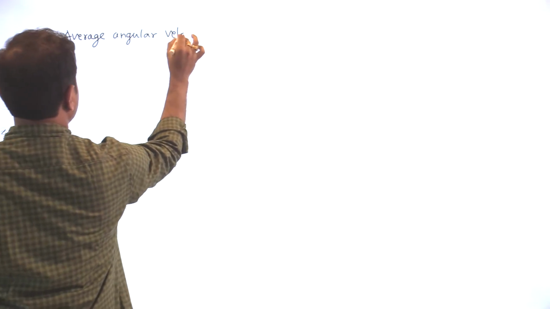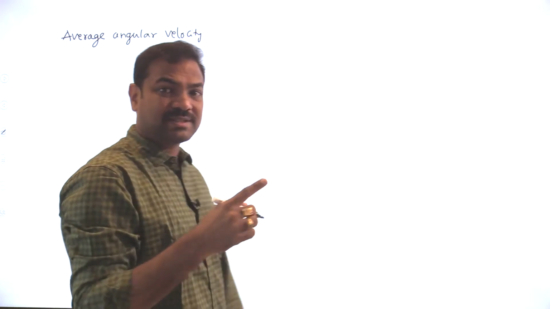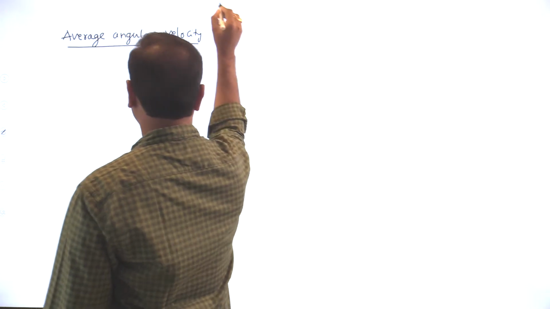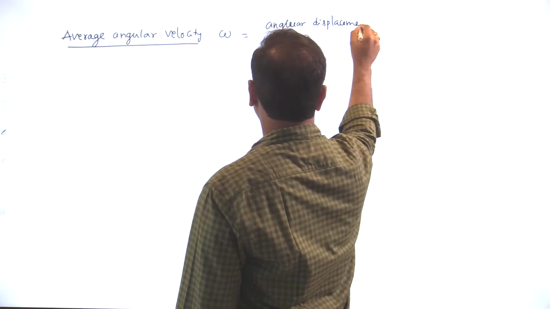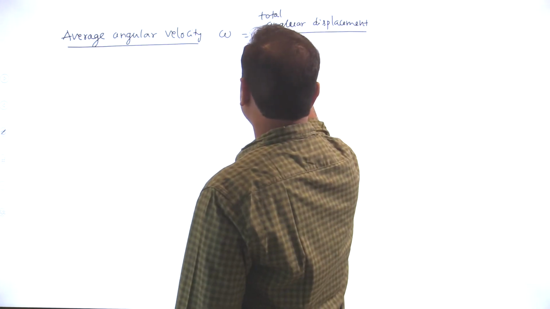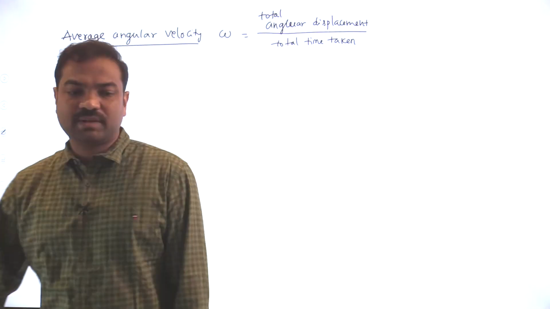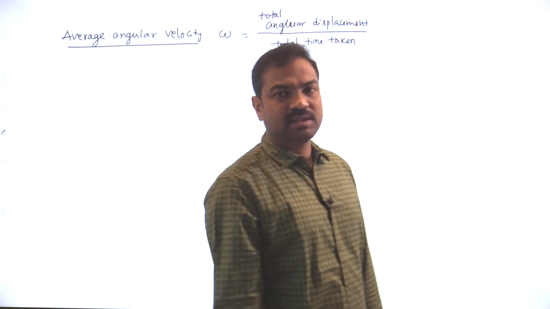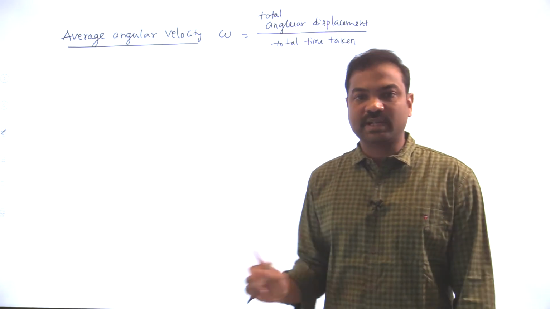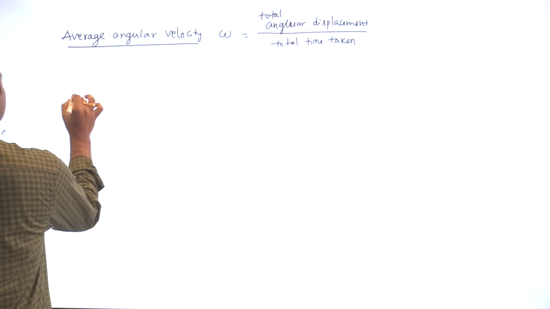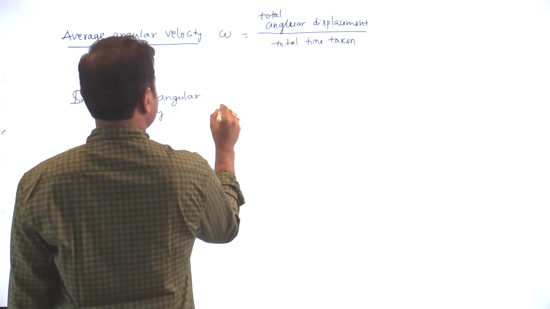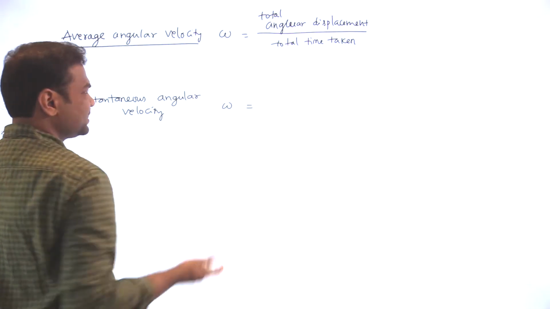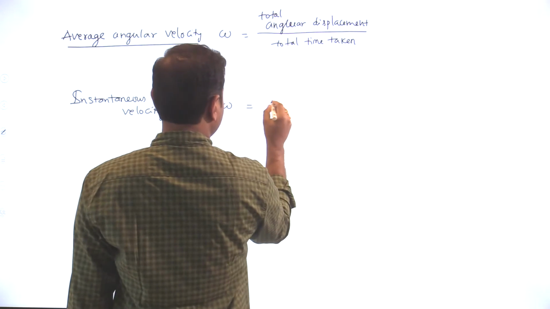In kinematics, I think you have seen average velocity, which is called average linear velocity. Now I am talking about average angular velocity. We represent average angular velocity with the omega term, which is the angle rotated or total angular displacement, divided by the total time taken. Whenever it is average, you have to go with the total term, just like average linear velocity is total displacement by total time taken. Similarly, we have one more, called instantaneous angular velocity. Either average or instantaneous, we represent angular velocity with omega only, but things will be different.